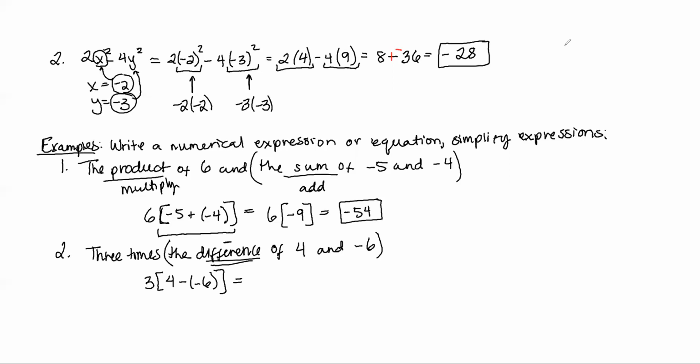So now when we go ahead and simplify, we're going to add the opposite. So we have 4 plus 6 times 3. So we're going to have 3 brackets 10. And 3 times 10 is 30.